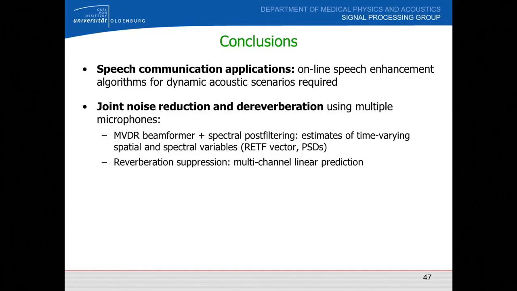So in this talk, what I talked about is speech communication applications. Latency is important there, so that's why we have to go for online algorithms. Also, dynamic acoustic scenarios have to be treated with moving sources, so batch algorithms are not an option here. I talked a bit about joint noise reduction and dereverberation algorithms, two classes: very classical beamforming with post-filtering, where we now have some techniques for estimating all of the spatial and spectral variables together in a joint way, and also reverberation suppression using, for example, multi-channel linear prediction or weighted prediction error methods.